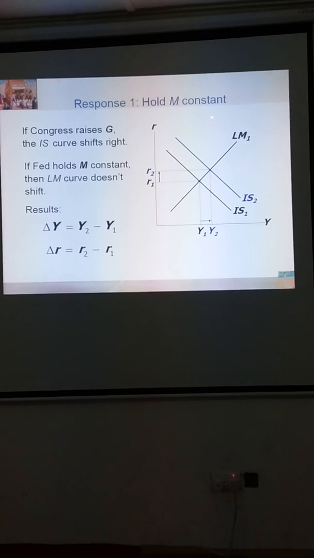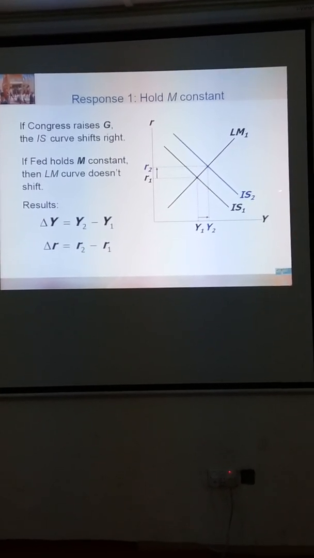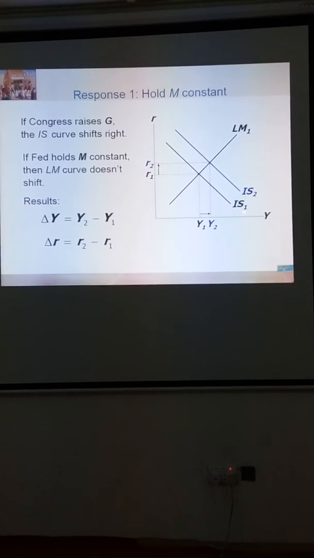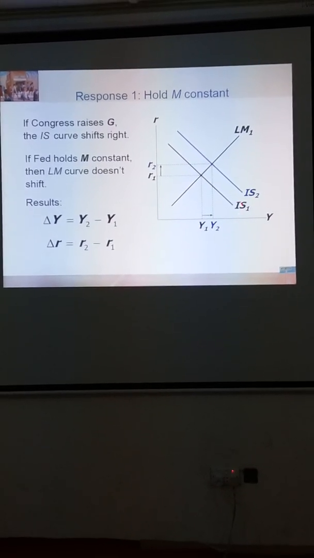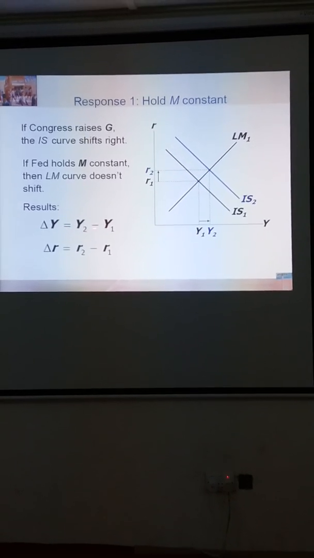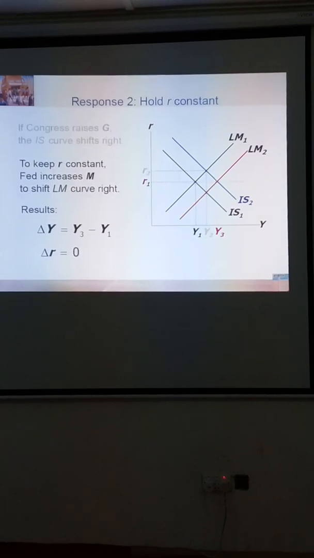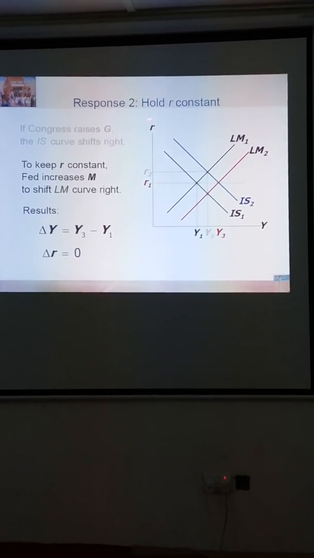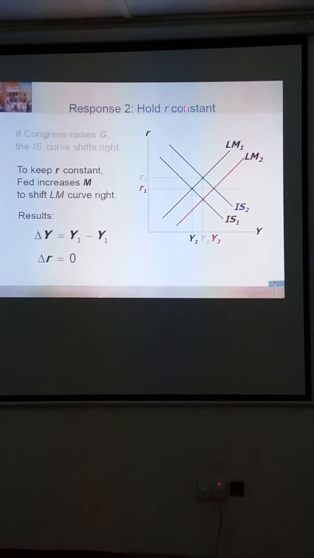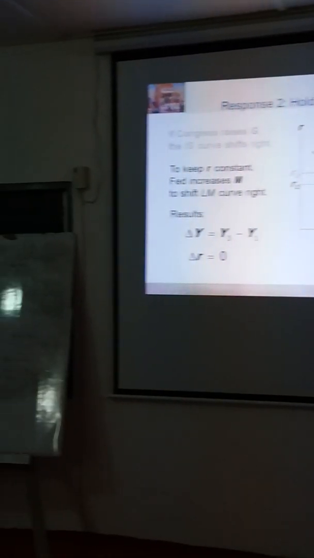Now we start by holding money supply constant, then the expansionary fiscal policy, moving the IS from IS1 to IS2, will increase output and increase interest rates. As we can see, the change in Y will be Y2 minus Y1, and the change in R will be R2 minus R1. Now response 2, if the central bank wants to hold the interest rate constant, let's look at what will happen now.